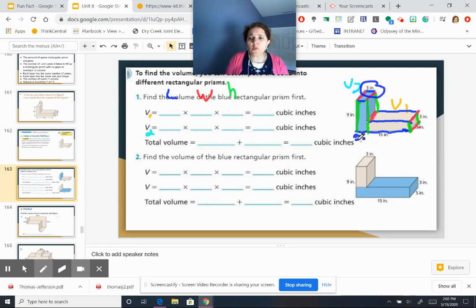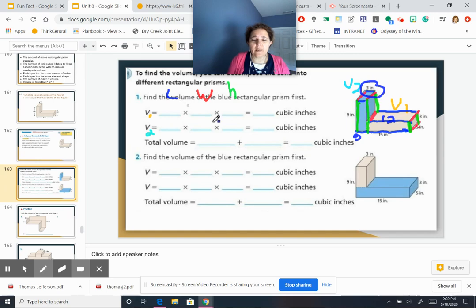So this is 3 inches, but the whole thing is 15. How do you think I can find my length? If you said subtraction, you'd be right. What's 15 take away 3? 12. So these lines right here are equal to 12. This line is 12, that line is 12, that line is 12.